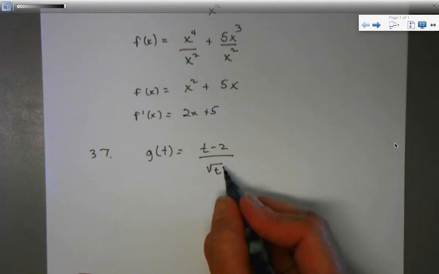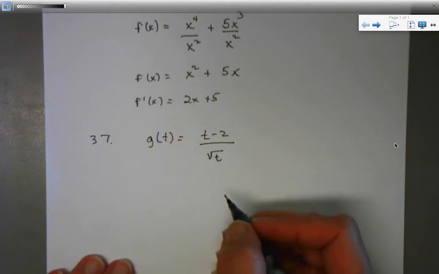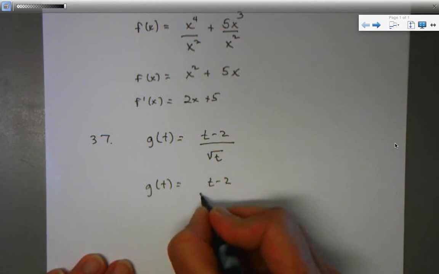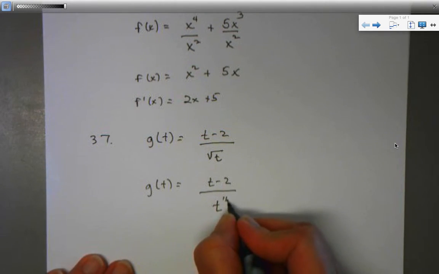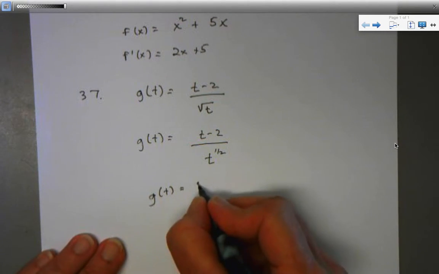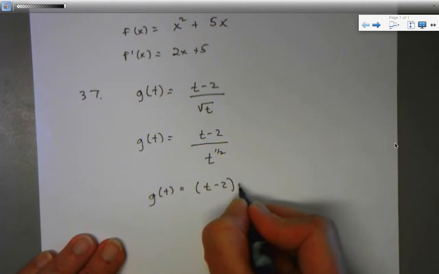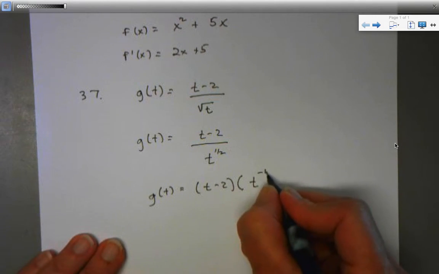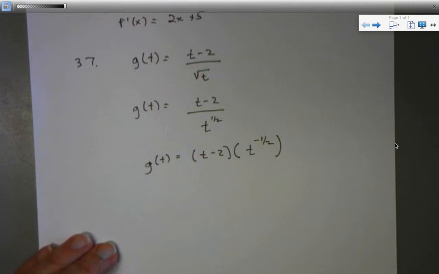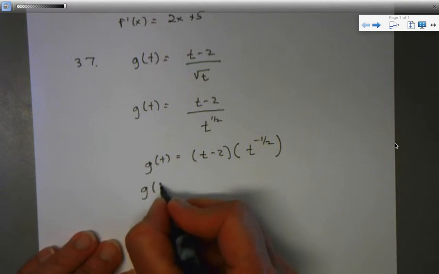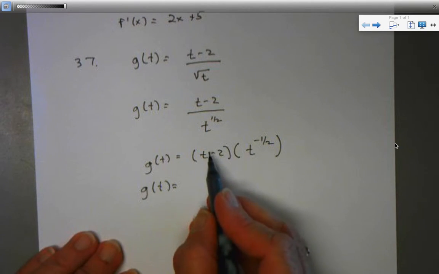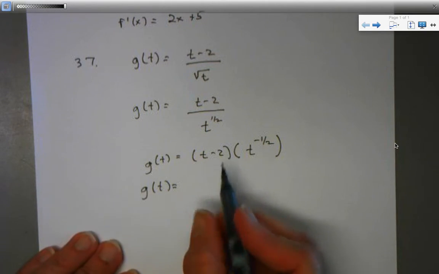Because you have to remember, you can't have a radical. You want everything as exponents. So let's change the radical to a fractional exponent. Then I'm going to put the numerator in parentheses and rewrite the denominator as a negative exponent. I'm doing this so I can use the power rule. So now I'm distributing the t to the negative 1/2 to each of these terms.